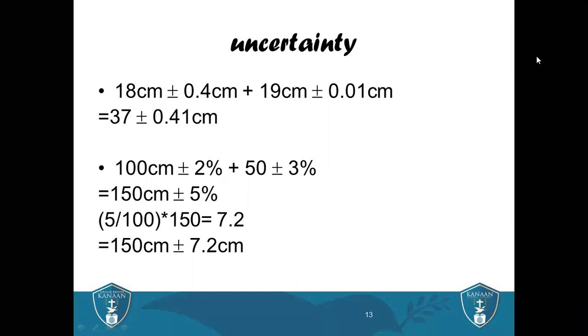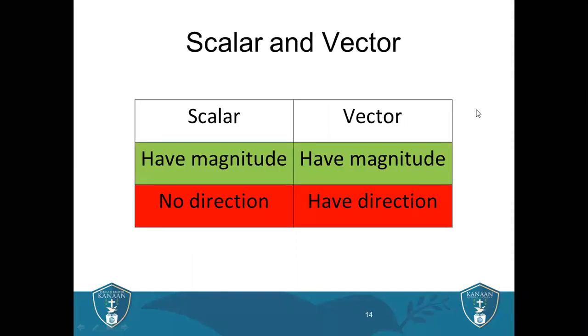Scalars and vectors. Okay, now these are the basic explanations of scalars and vectors. Scalars have magnitudes, but they do not have directions. Vectors have magnitudes, but also have directions. So the green ones are similarities and the red ones are differences.